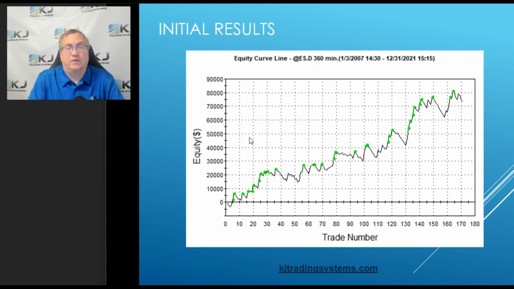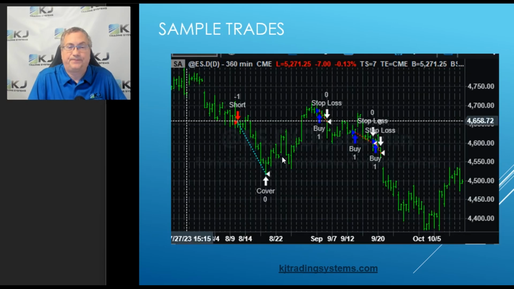Here's what it looks like through the end of 2021. Pretty decent. There are some significant drawdowns, but just about every strategy has drawdowns. People who look for no drawdowns usually get into trouble of some sort, and usually that's by over-optimizing. So expect drawdowns in just about every strategy.